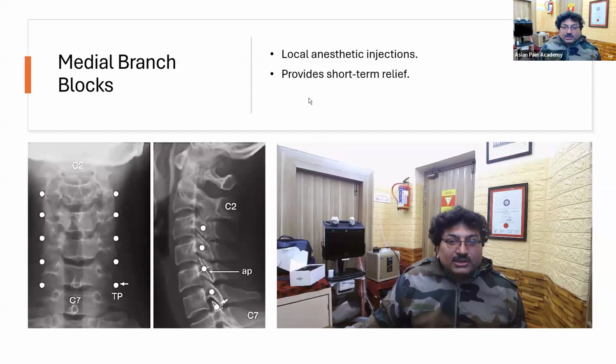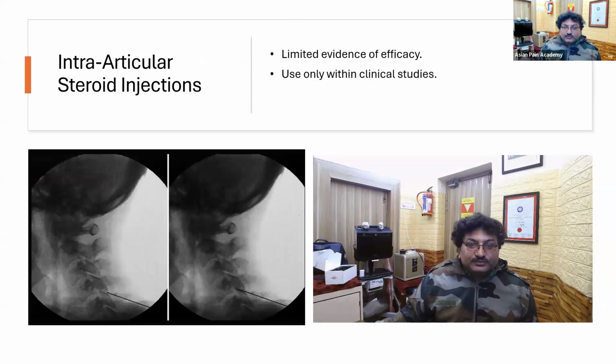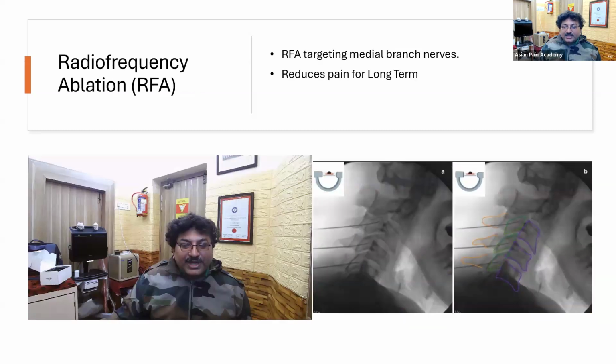Now coming to the medial branch block. What we require, first of all, is local anesthetic solution. In most cases, what we use is 0.5% lignocaine, and it provides a short-term relief, not a long-term relief. And we have the intra-articular steroid injections, where we have limited evidence of efficacy, used only within clinical studies, but it has the advantage of a little bit of therapeutic benefit. But thoracic intra-articular injection is comparatively difficult.